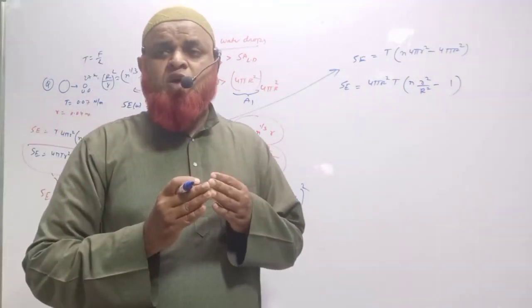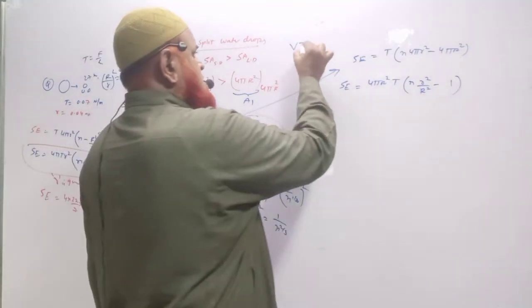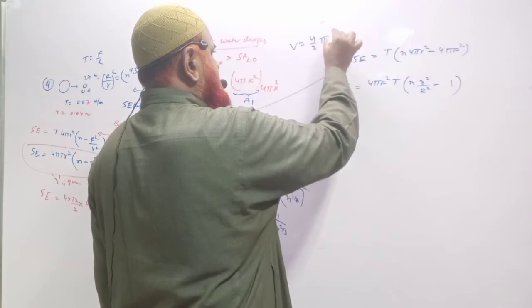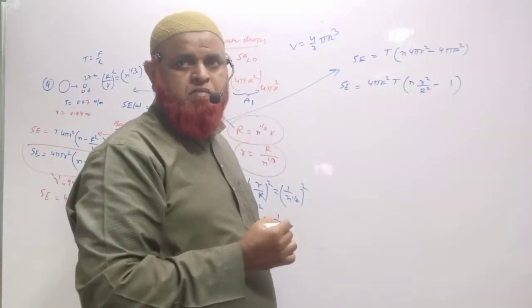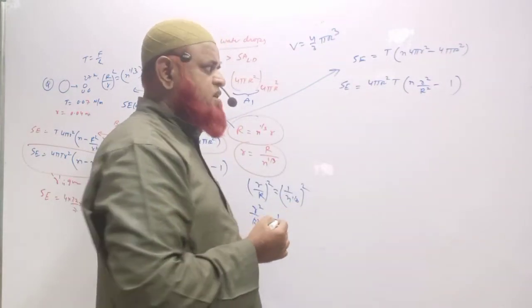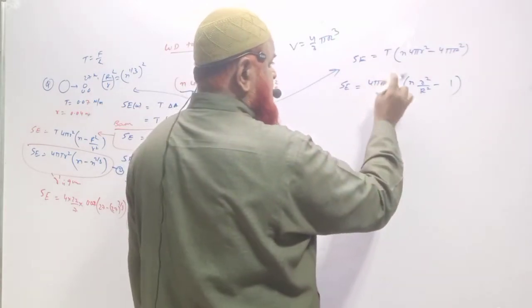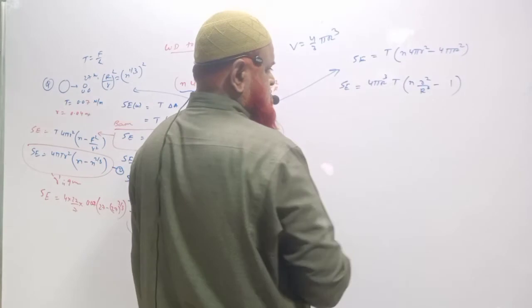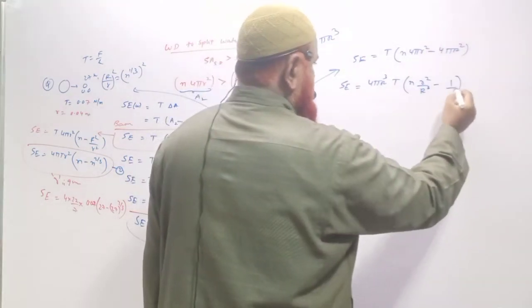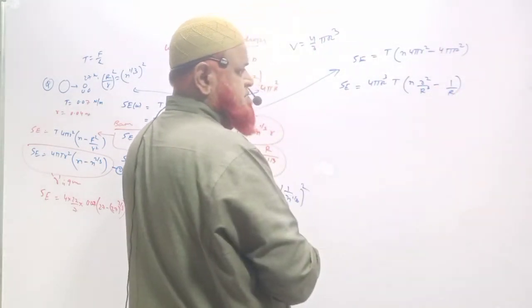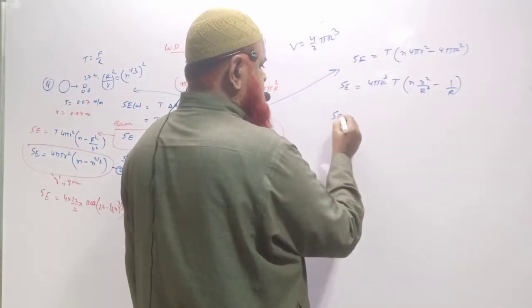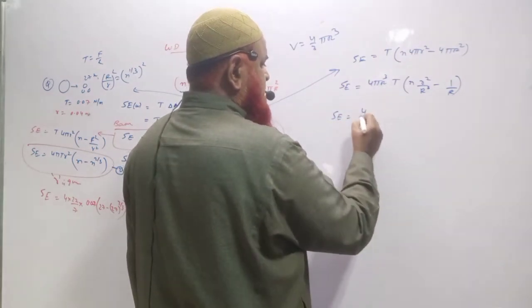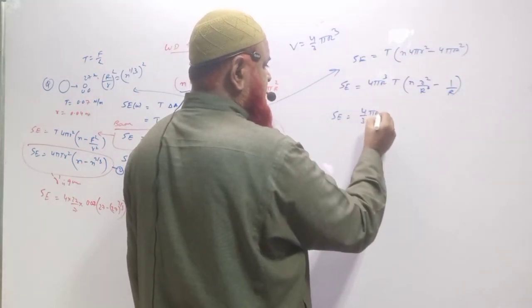Okay. You know the volume. What is the formula for the volume? 4 by 3 pi capital R cube. This is the formula for the volume, is it not? Then what will you do? Instead of R square, if you common out R cube, what happens? Here there will be R cube, and by 1 by R is left here. Okay, so you can do like this. And one more thing here, 4 by 3 pi.